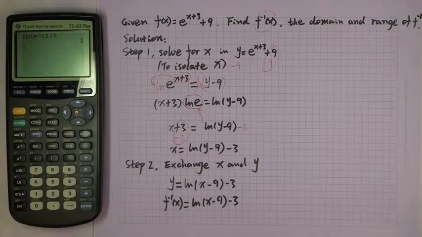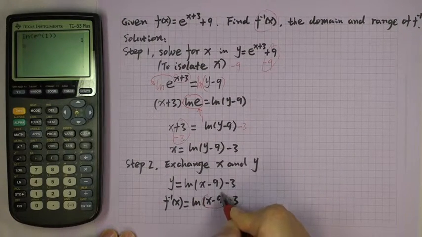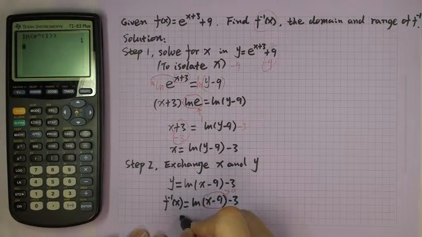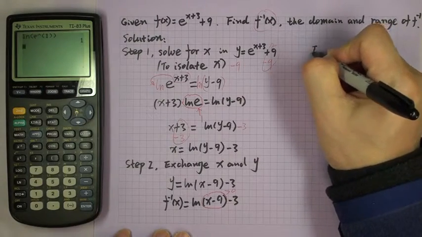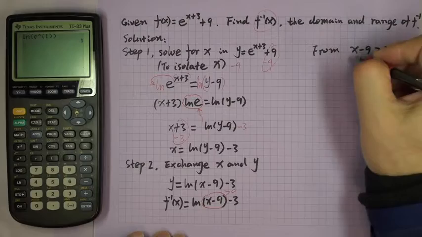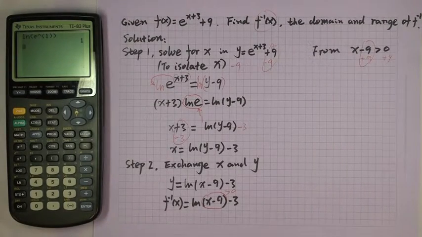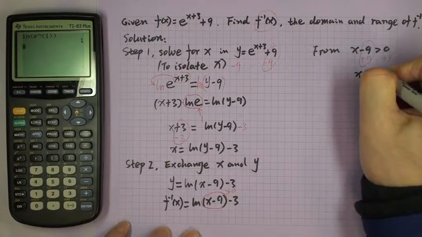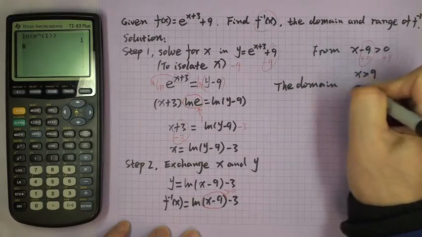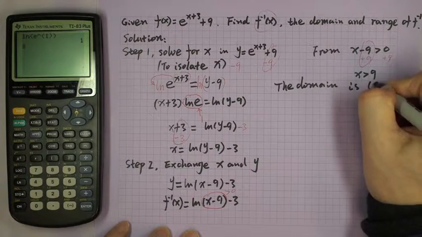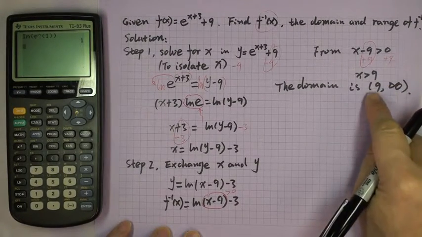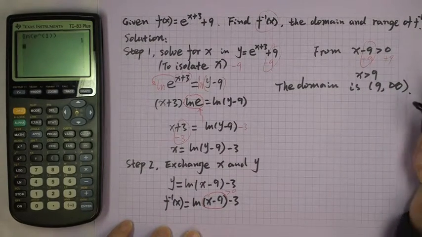Now, what is the domain? Remember, anything behind the log has to be positive. So from x minus 9 greater than 0, add 9 to both sides, you cancel positive negative 9, so x has to be greater than 9. And then the domain is x greater than 9. Or you may write in interval form from 9 to positive infinity. Remember, here is a round bracket. 9 is not included.